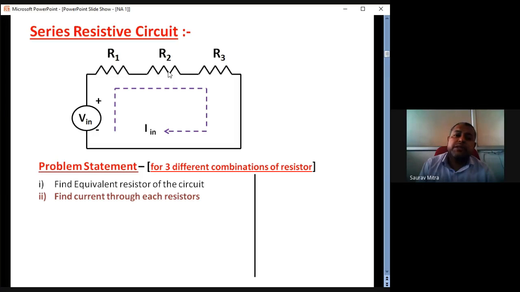How do you know three components are in series? If the three resistances all are carrying the same current, so the same I in current is getting circulated through all resistances, that means all these resistances are in series. So find current through each component of the circuit. That means current through R1, current through R2, current through R3. Everything will be same as the current that we have found out as I in. That is V divided by R equivalent. So second point is also over. Find current through each resistor. It will be V in divided by R1 plus R2 plus R3.